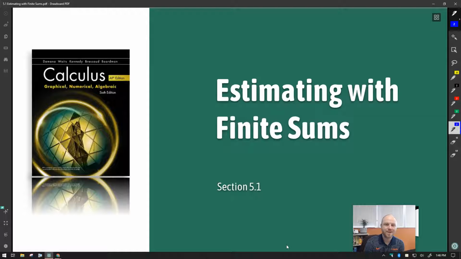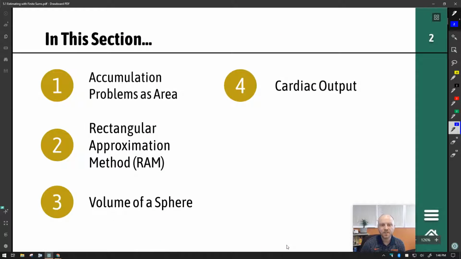Guess what? We made it to chapter 5. It's time for section 5.1, on estimating with finite sums. In this set of videos, we're going to see accumulation problems as area. We're going to see the rectangular approximation method. A mouthful. Abbreviated RAM. Thank goodness I don't have to say that again.